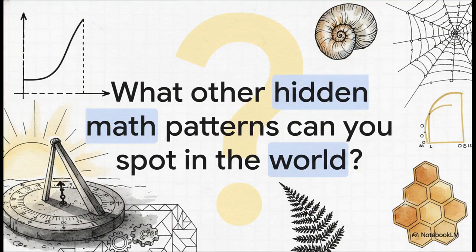So I'll leave you with this question. We just connected an asymptote, a totally abstract math concept, to the very real shadow of a sundial. It kind of makes you look at the world a little differently, doesn't it? Now that you've seen this, what other hidden math patterns can you spot out there?